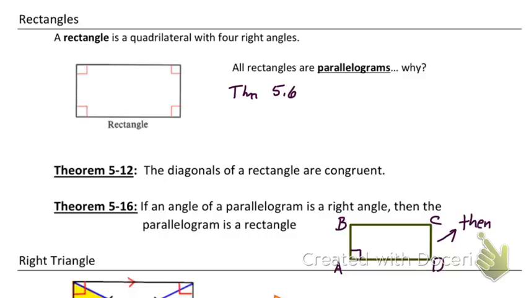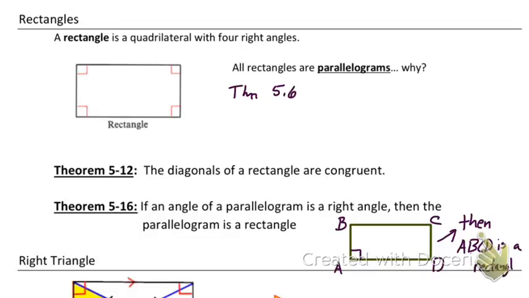I don't have much room here. You should have a little more room on your side. A, B, C, D is a parallelogram. And not just a parallelogram. It's going to be a rectangle. So it is a parallelogram, is a, I just ran out of room, rectangle.